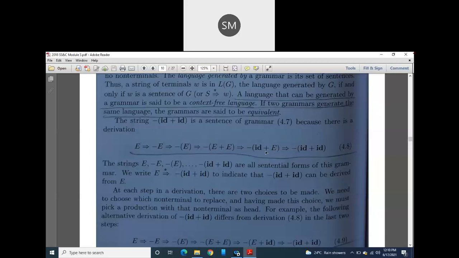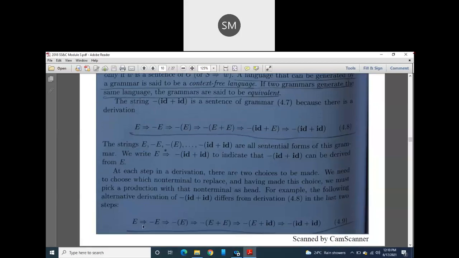Here you applied leftmost derivation. By applying rightmost derivation, you get this other equation. Of course, 4.8 and 4.9 are almost the same up to this portion, that is minus (E plus E). After that, observe: in one we have minus (id plus E), but here it is minus (E plus id). Here I replaced the rightmost E by id, so it is called rightmost derivation. Are you understanding, guys? This is leftmost and this is rightmost. Then this E is also replaced by id.